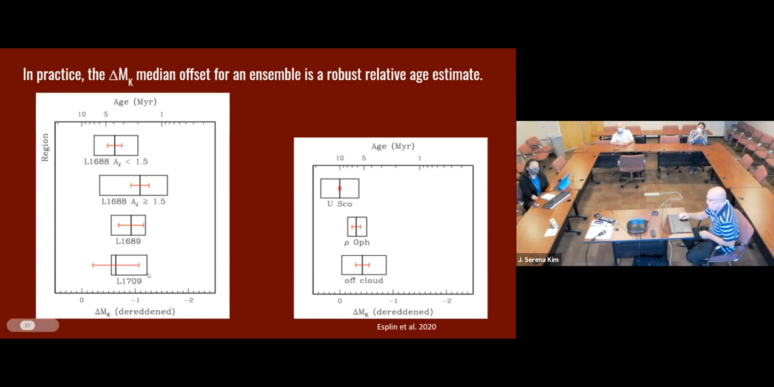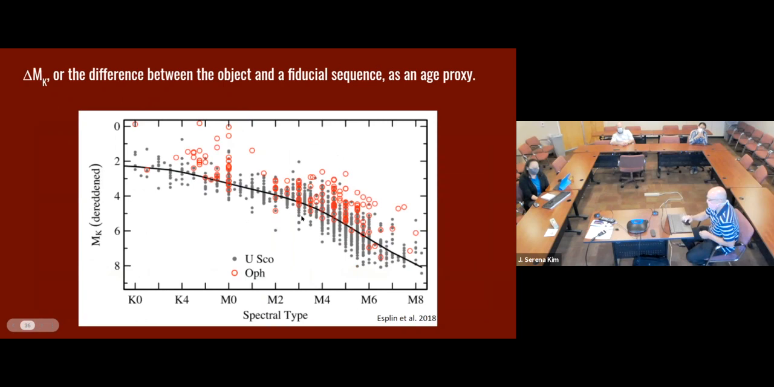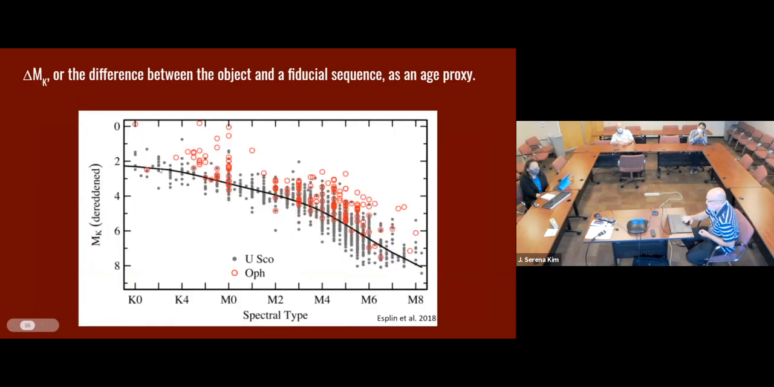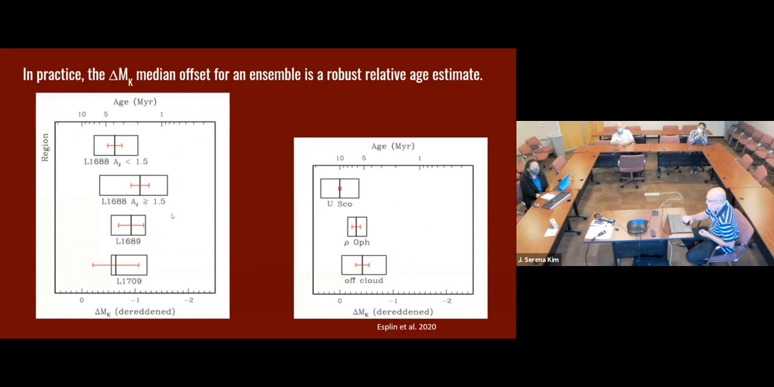And the advantage of doing this, as opposed to just plotting them on an HR diagram and eyeballing it, is that here you can do things like bootstrapping to say, okay, how much confidence do I have in the actual median of this distribution? And so you have it here with that delta MK, which is just the distance between this black line and the star, for these different populations. We don't have to go over those.